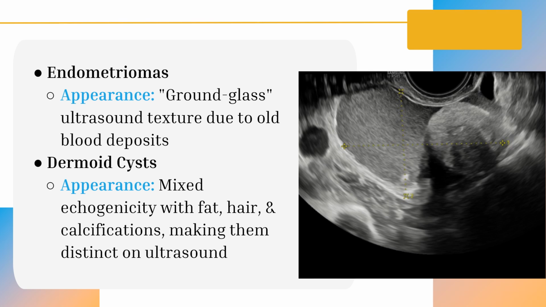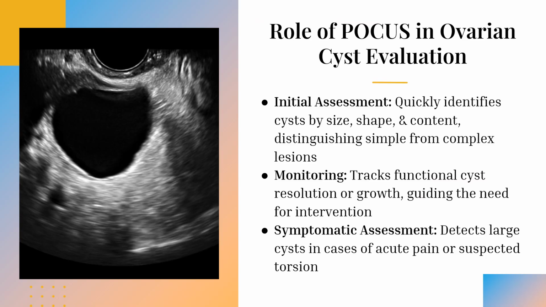With endometriomas, the appearance is more of a ground glass shape, and they're going to have an ultrasound texture from those old blood deposits. And the dermoid cysts have mixed echogenicity with fat, hair, and calcifications, making them very distinct on an ultrasound.